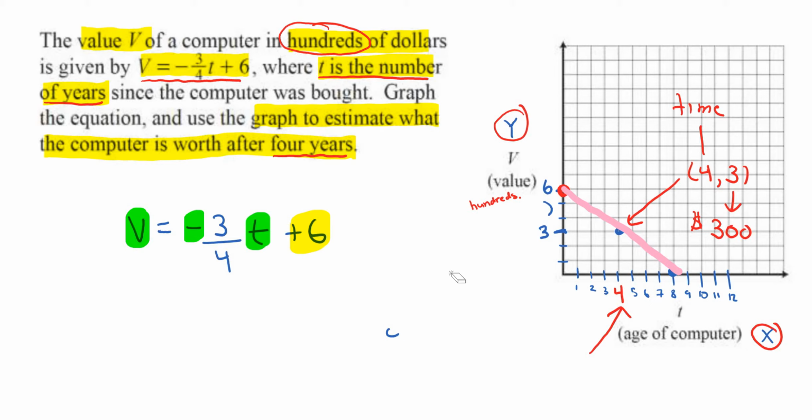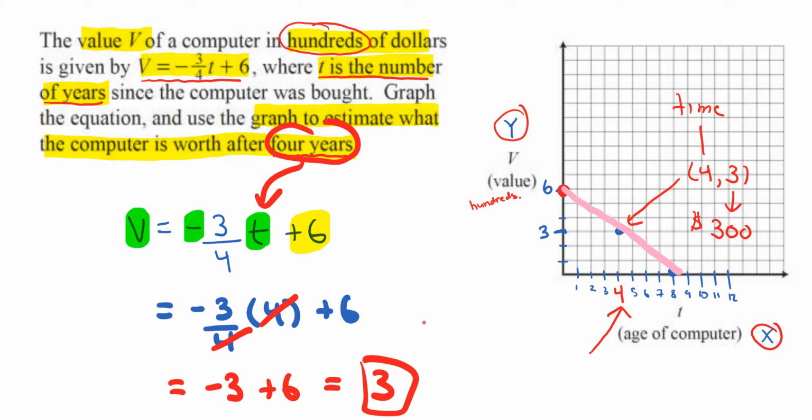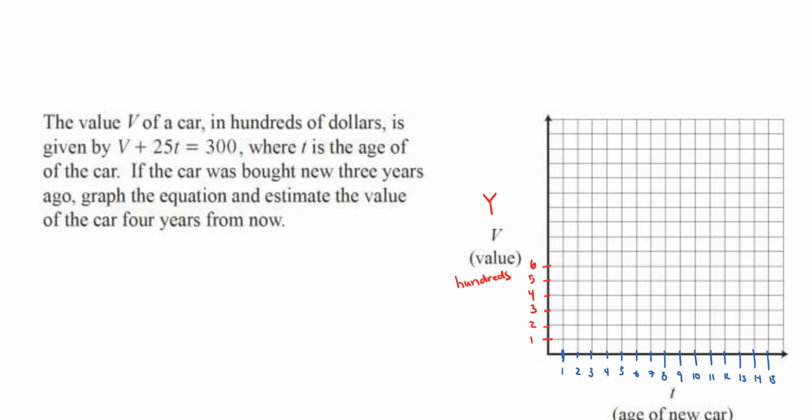Also, if you didn't have the graph, you can definitely just take the 4 years here and plug it in for your t value. So you could also get 300 by doing this: negative 3 over 4 times 4 years plus 6. And you notice that this 4 and that 4 will cancel off, giving you negative 3 plus 6, and that will give you 3. And 3 represents $300, right? So $300. So those are two ways where you can get the answer for this question after 4 years, by graphing it or by just using the equation. Okay, let's move on to question number 7 here.